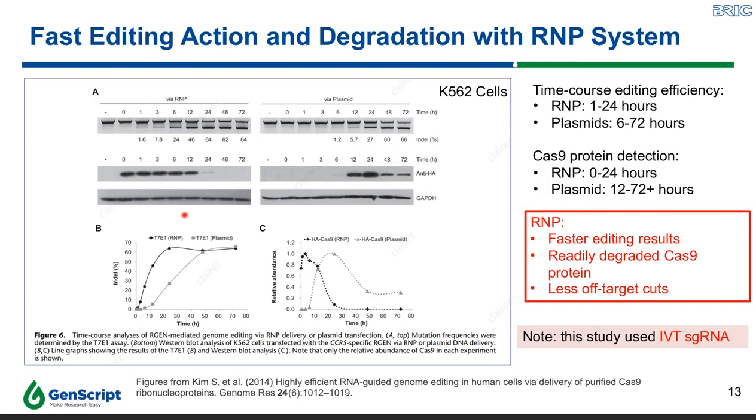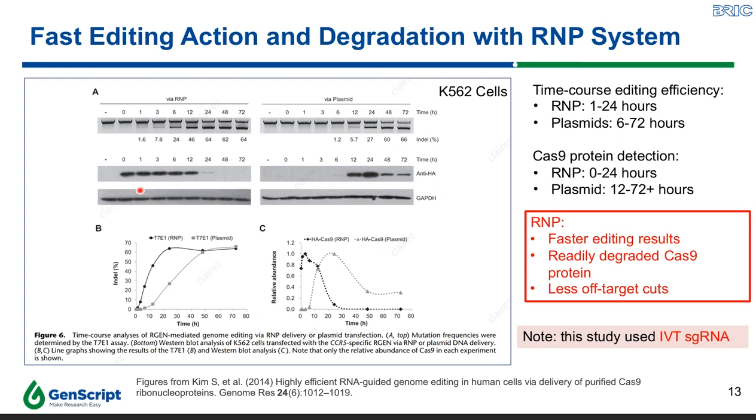The authors also conducted a time course study in order to investigate the kinetics of the RNP system, measuring the indels using the T7E1 assay, as well as Western blot analysis. You can see that the RNP system started to cleave the chromosomal DNA almost immediately after the transfection, and the induced indels reached their plateau at 24 hours after the transfection, whereas it took about 3 days to reach an equivalent level of mutation rates with the use of the plasmid system.